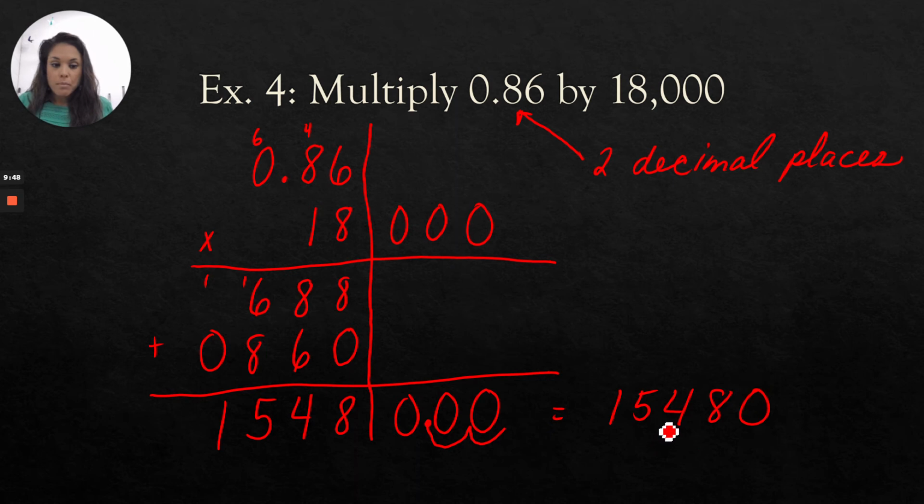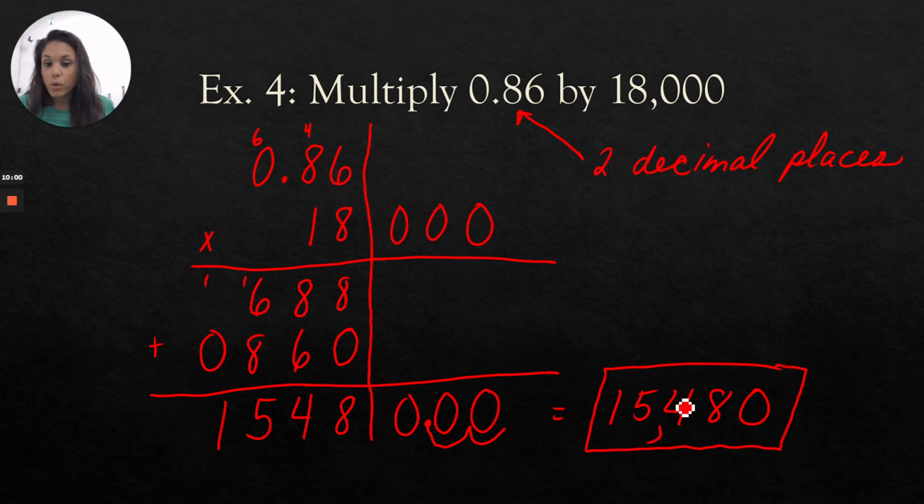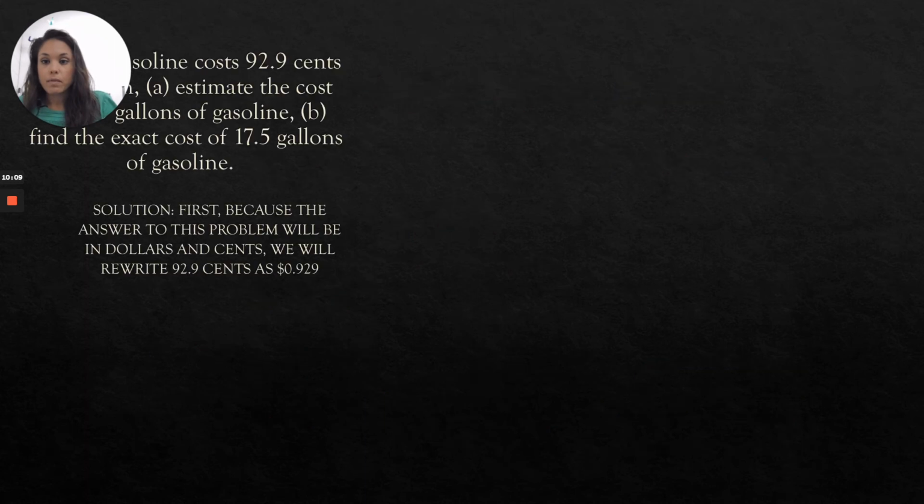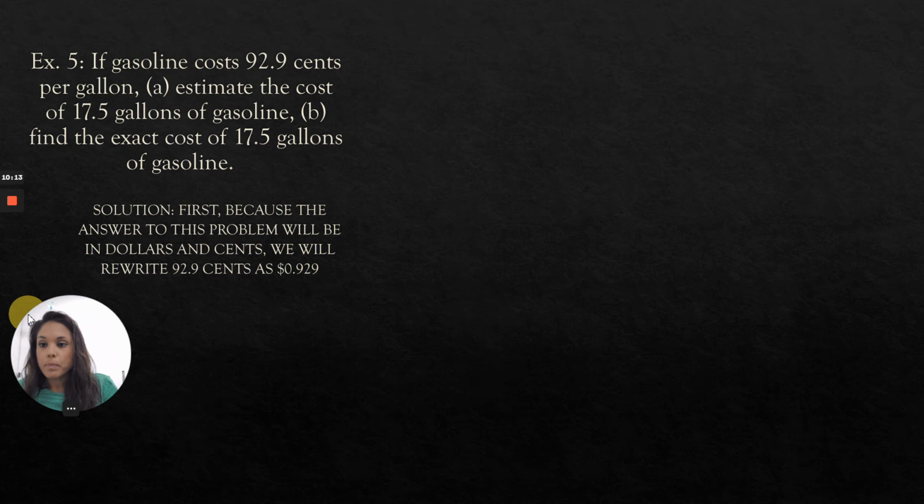And my answer is, all right, I'm going to add my comma. Count over 3 places, add my comma. My answer is 15,480. You don't have to include the decimal when you have a whole number. If it's zeros after the decimal, you can, and it's not wrong, or you can choose to do it, your choice. Okay, I have an estimation problem.